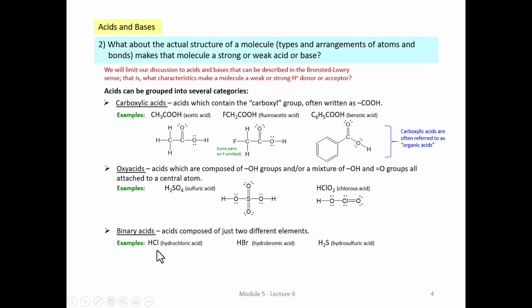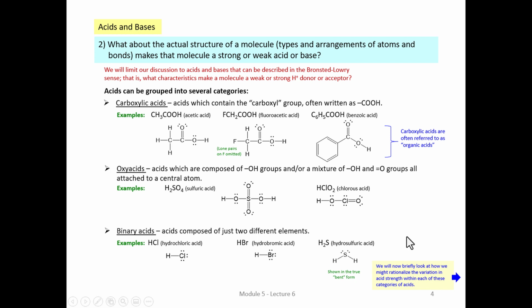So an example would be the commonly known hydrochloric acid, 2 different elements, hydrobromic acid, 2 different elements, hydrosulfuric acid, H2S, dissolved in water, 2 different elements. So there's 3 atoms, but only 2 different elements involved. And here are the Lewis structures of these 3. And for hydrosulfuric acid, for some reason, I decided to draw the Lewis structure that reflects the real bent geometry around the sulfur atom.